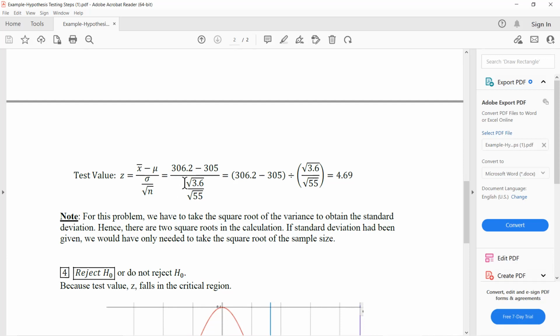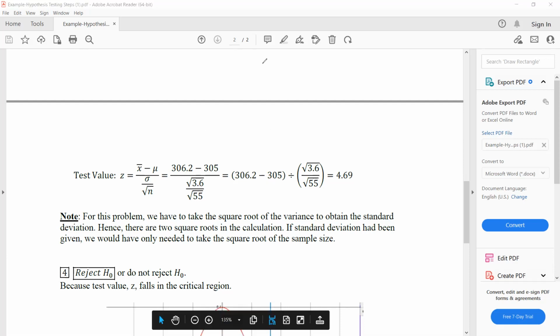Normally, you do not need a square root right here. But in this case, we do, because they gave us this 3.6 as sigma squared. So we needed an extra square root here to get our sigma. And if you work that out, your z value is going to round to 2 places. If you work that out, you should get 4.69.